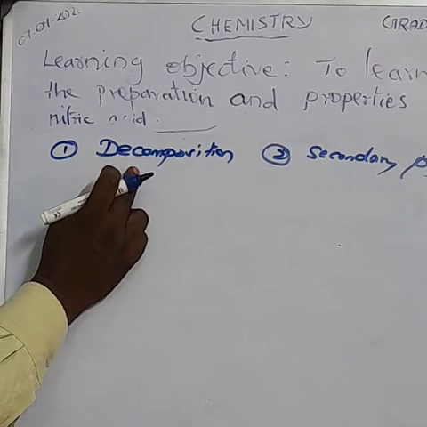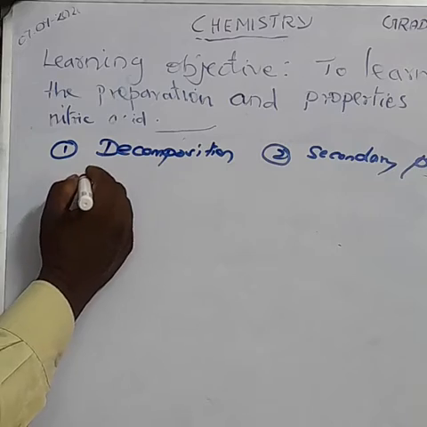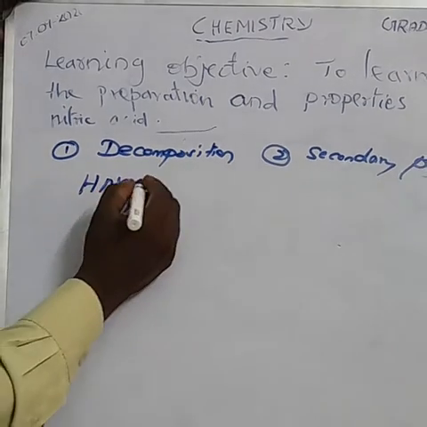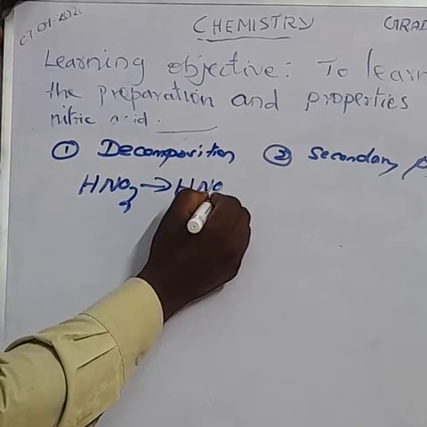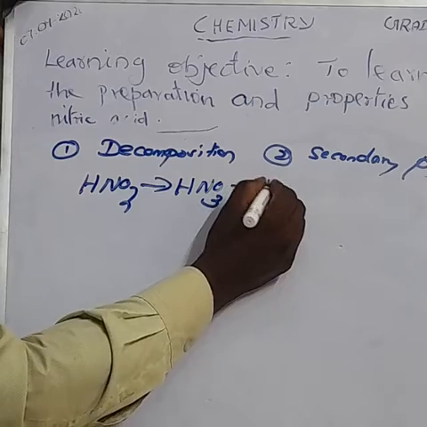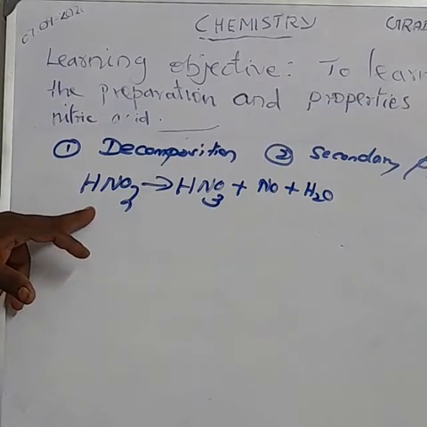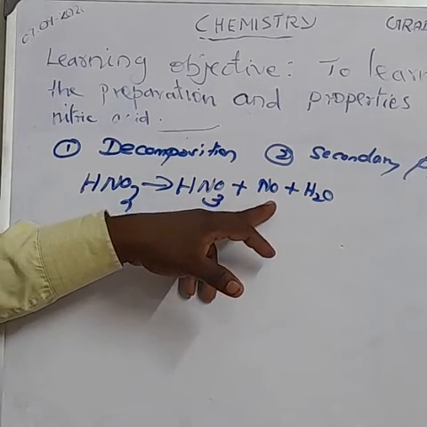Here we are taking nitrous acid. What is the formula for nitrous acid? HNO2. Nitrous acid is converted into nitric acid, HNO3, plus NO plus water. Nitrous acid is converted into nitric acid and nitrogen monoxide plus water.